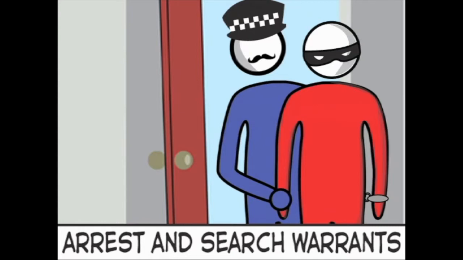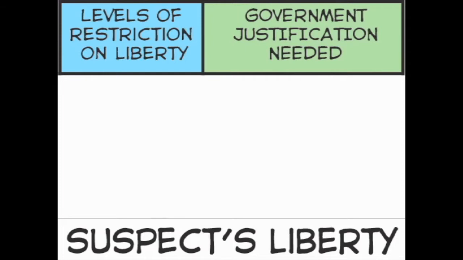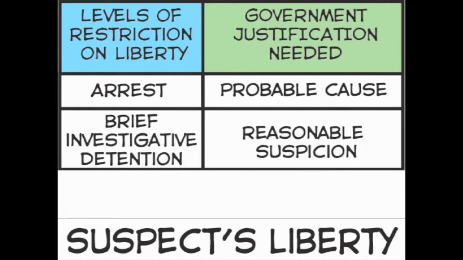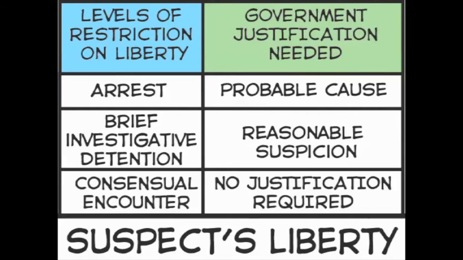Arrest and search warrants. When we talk about deprivation of a suspect's liberty, there's a level of restriction on liberty and a corresponding government justification needed. For arrest, the government must have probable cause. For a brief investigative detention, the government must have reasonable suspicion. And for a consensual encounter, there is no justification required.